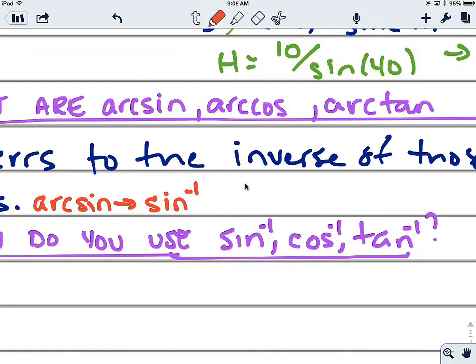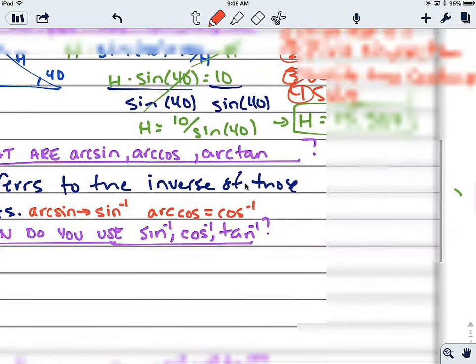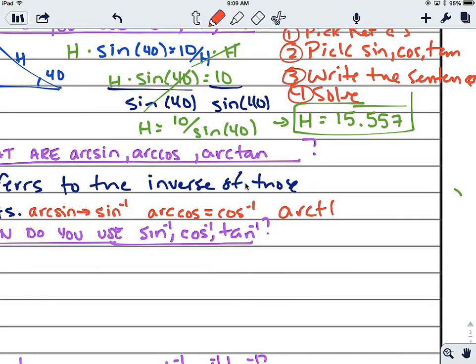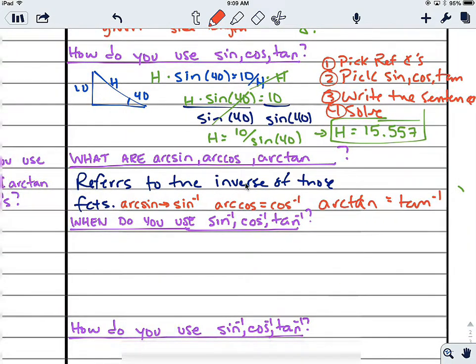Arc cosine is the same as cosine to the -1, and arc tangent is the same thing as tangent -1. Okay, but usually when you say those out loud, you either say arctangent or inverse tangent.